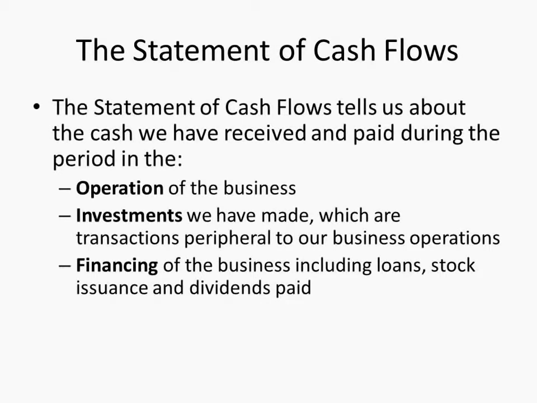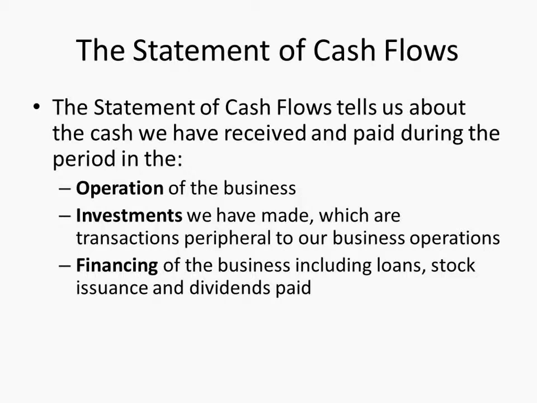Okay? So the statement of cash flows tells us this incredibly useful information. It tells us how much cash we received and paid during the period to operate our business, how much cash we've received or paid from investments that we've made, which are these more peripheral transactions. So here in the operation of the business, we're talking about how much cash we've received or paid on these sales or on these bills. When we talk about cash received or paid on our investments, we're talking about buying a building, selling a building, something like that.